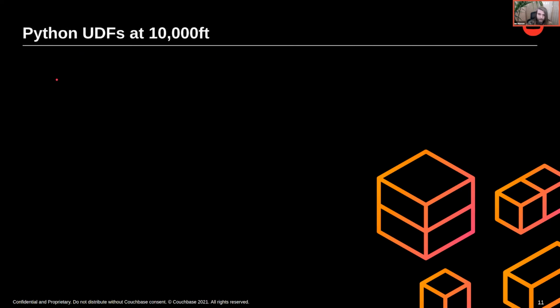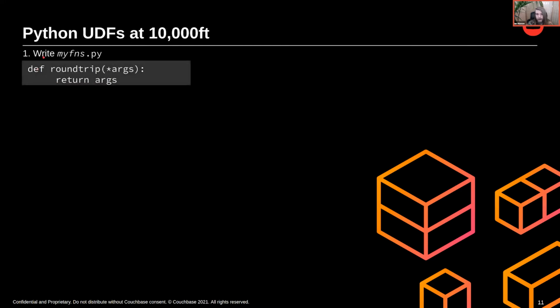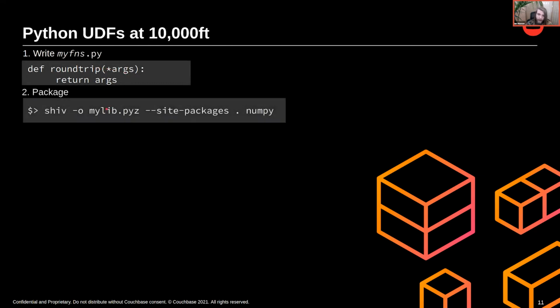So given that, let's get down to the brass tacks of what this actually looks like. Let's say that I had a module named myfunctions.py, and inside of that, I just have this function, round trip, and it takes variable arguments and returns those arguments. In order to package this, to seal it up to be able to send to analytics, we use this tool called Shiv. It takes the code in the site-packages argument, so we're just going to say it's in the current working directory, and it takes the list of dependencies. We're going to say here it uses NumPy as a dependency, even though obviously it doesn't, just for illustrative purposes.